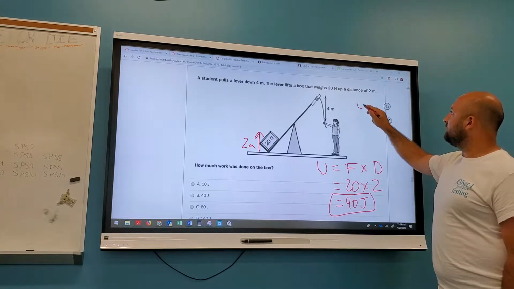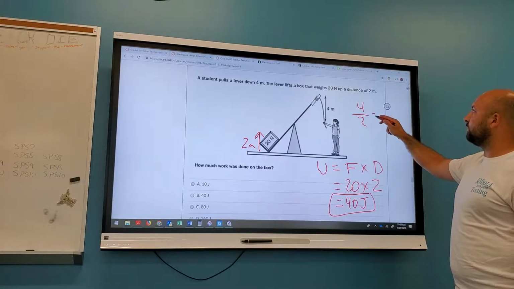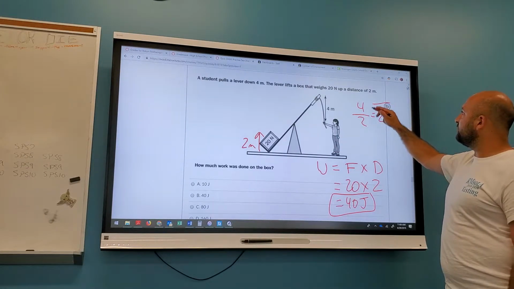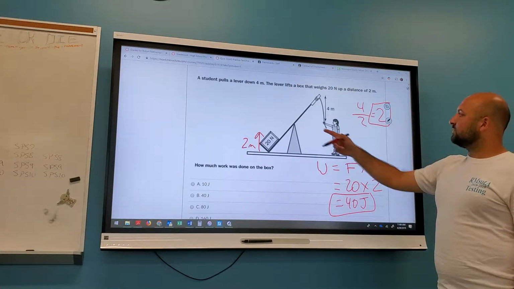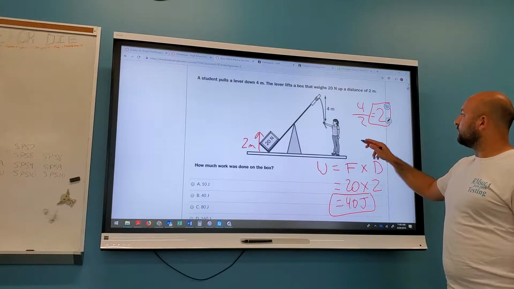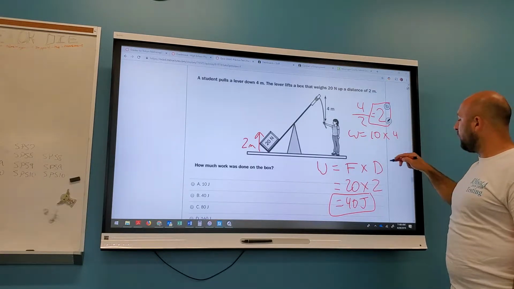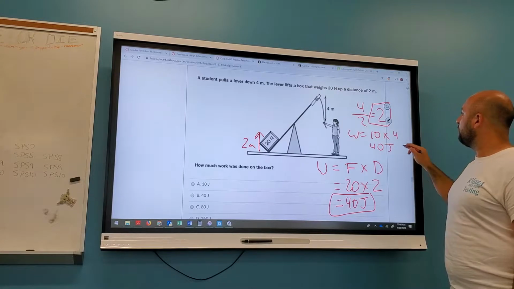So she's got a distance of 4 she's pulling versus a 2 meter distance she's trying to pull it up. So she's got a mechanical advantage of 2. That means that if she's lifting this 20 Newton box, she only has to use 10 newtons of force. So for her, work equals 10 newtons of force times 4 meters, which is still 40 joules.